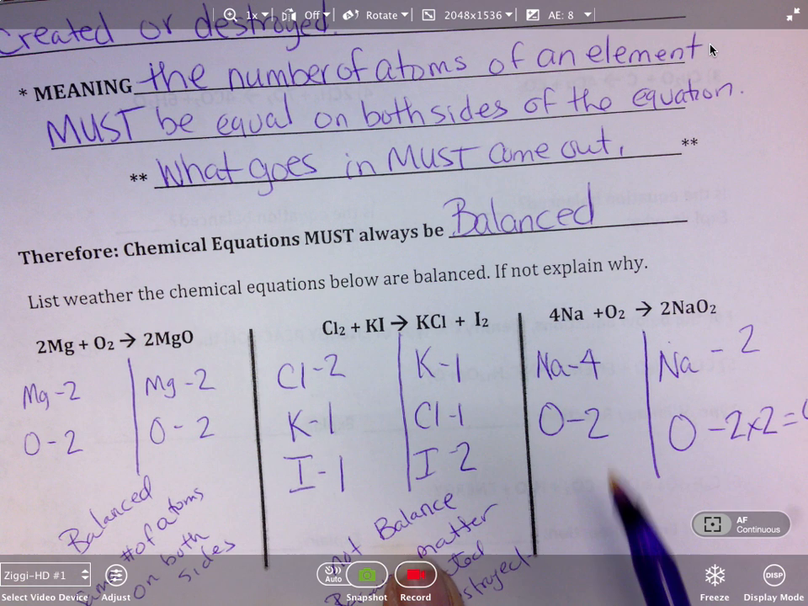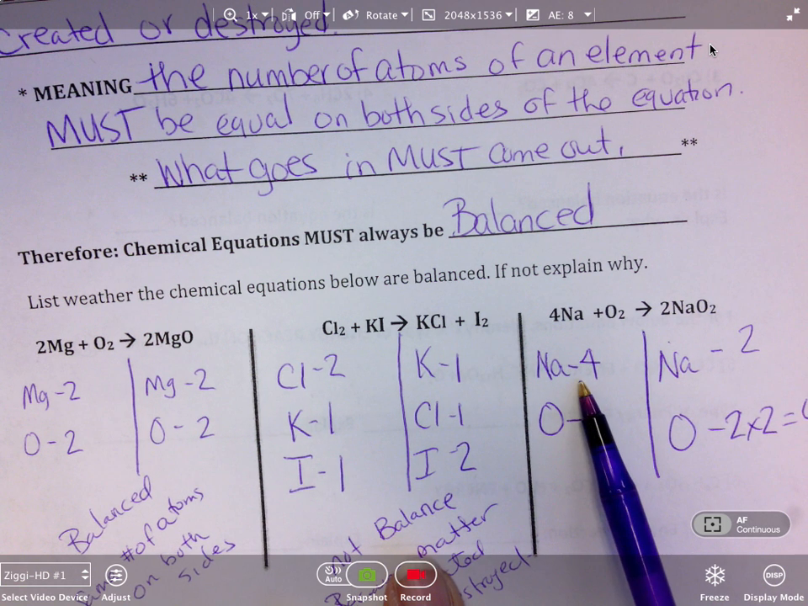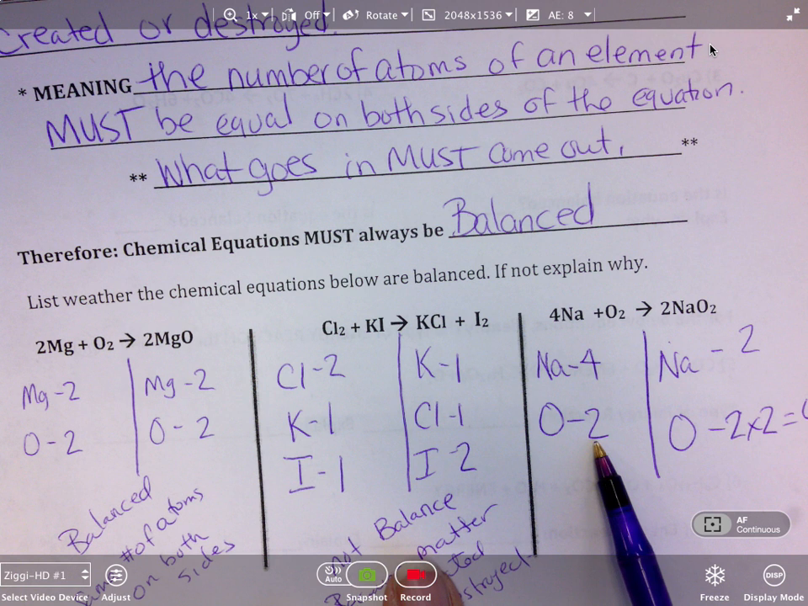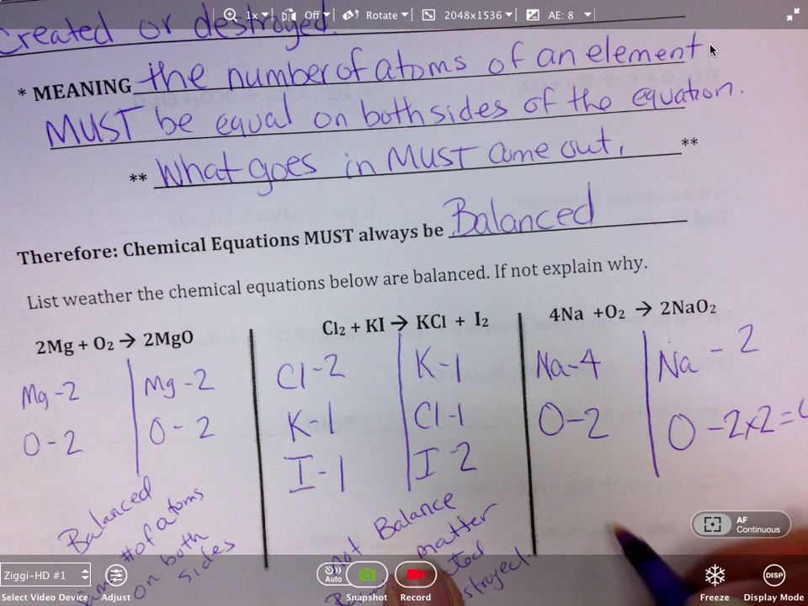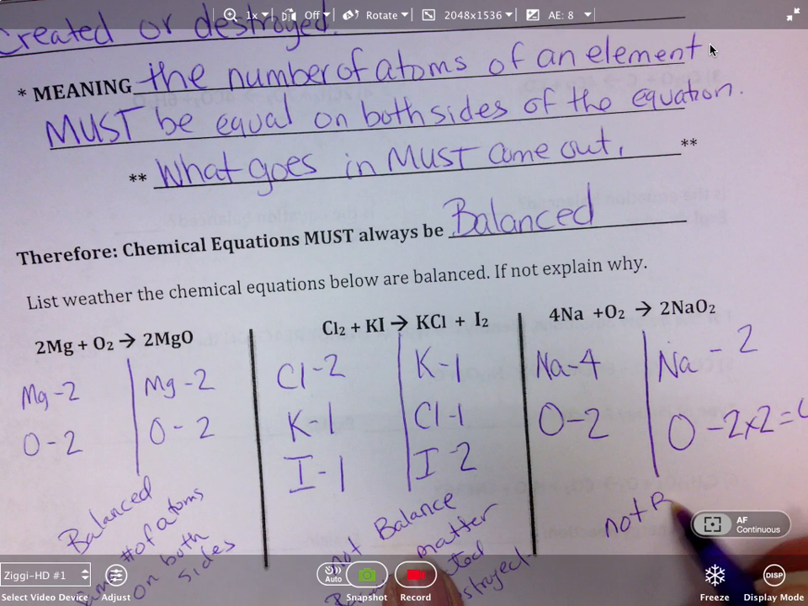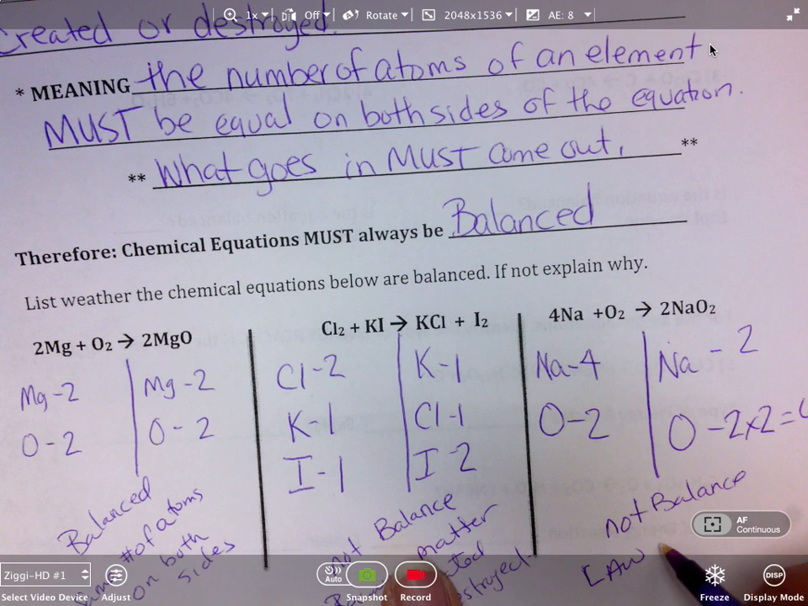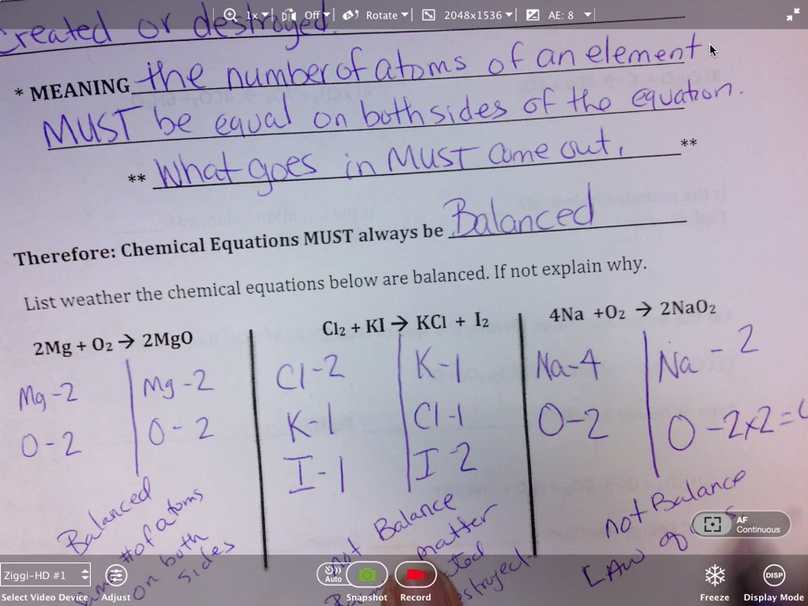There's four sodium on the reactant, but there's how many on the product? Two. There's two oxygen on the reactant, how many on the product? Four. Is it balanced? No. Why? Excellent. Because of the law of conservation of matter.